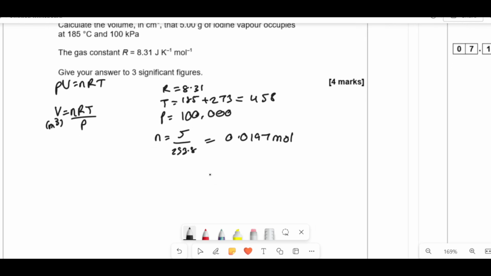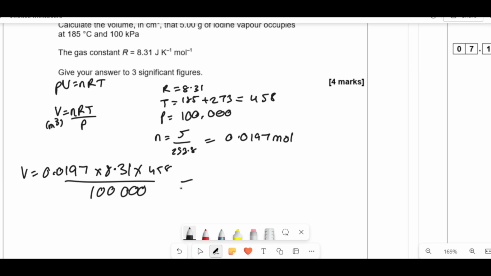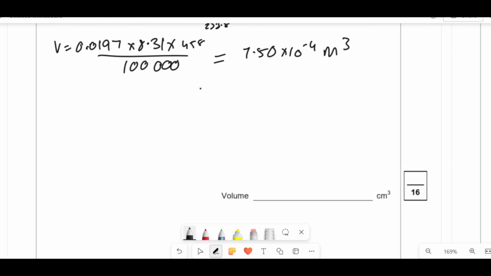So then, if we put the numbers in, we get V equals 0.0197 times the R, which is 8.31, times the temperature 458 over 100,000. If we do that, we get 7.50 times 10 to the minus 4 meters cubed. But the question wants centimeters cubed.